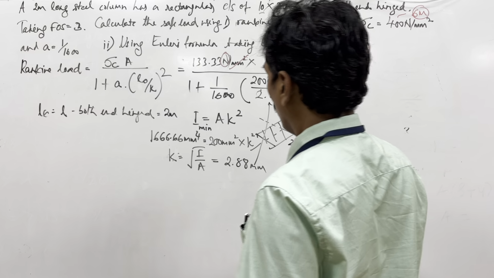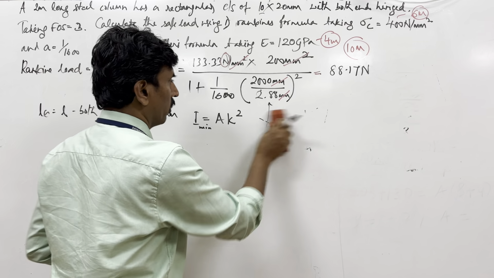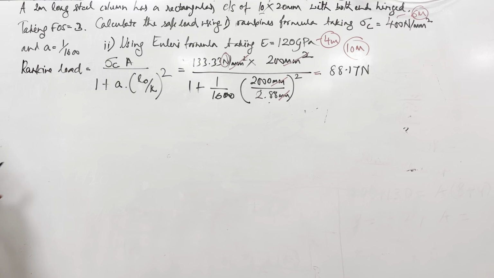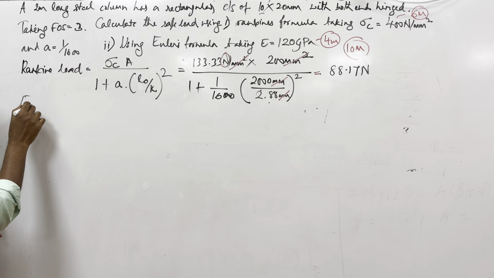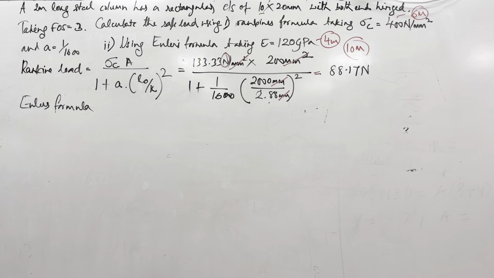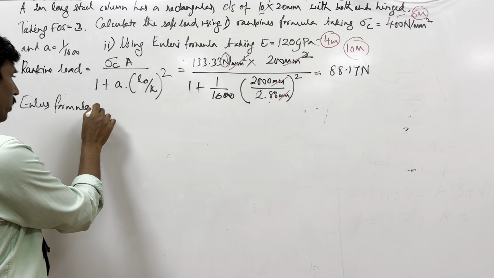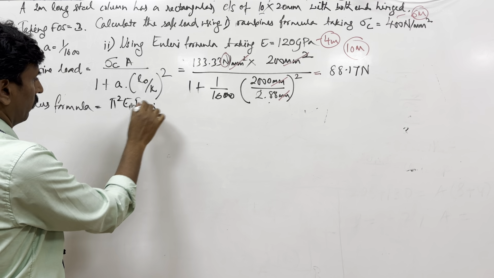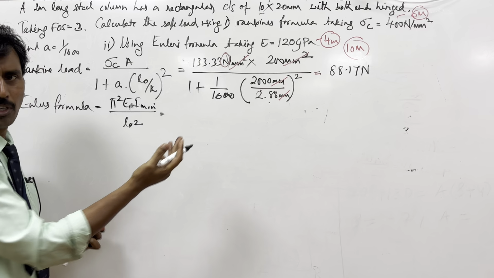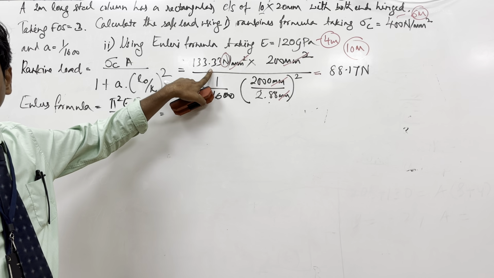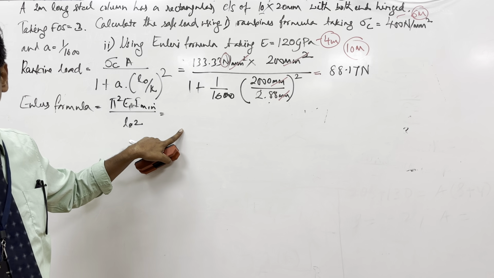Now let us find out what is the value that we will get for Euler's load. So Euler's formula will be what? Pi square E I minimum by LE square. I think this is a direct formula, no issues. And here you are not dividing it by 3. We will divide by 3 after finding the load.